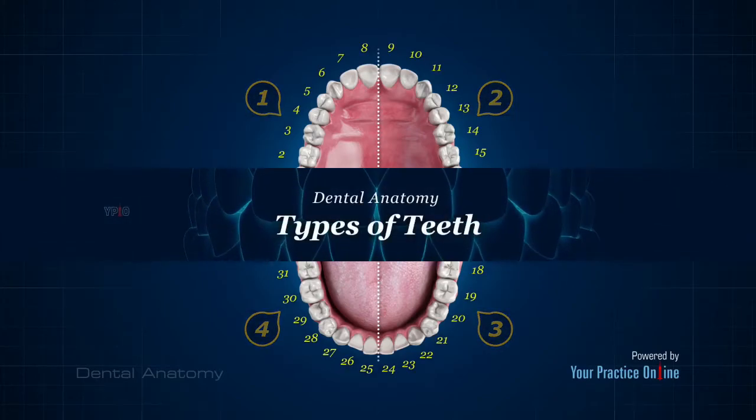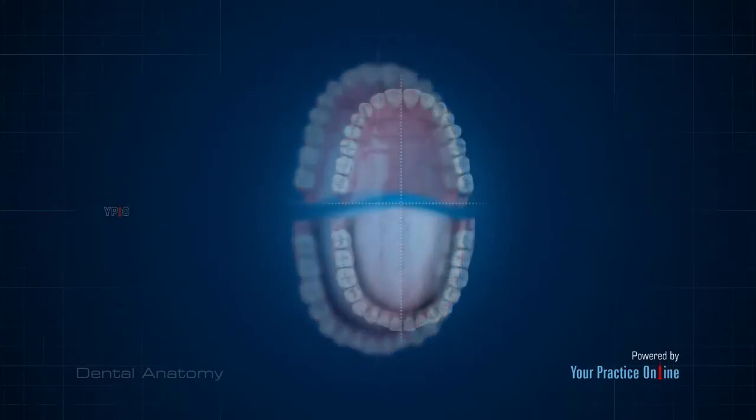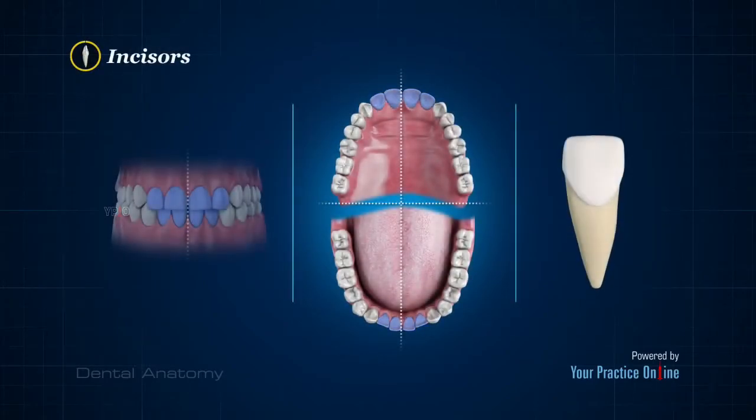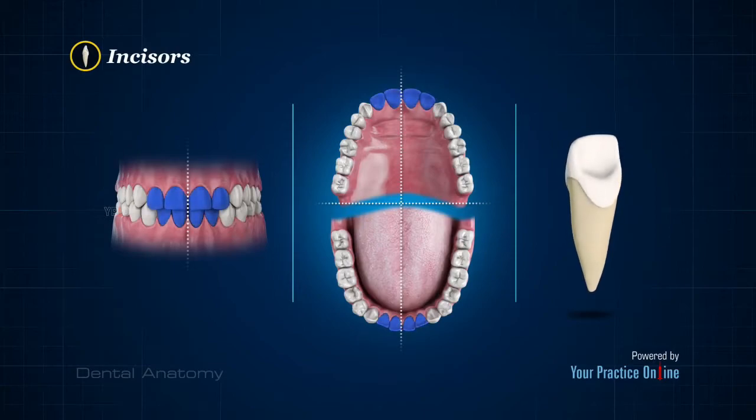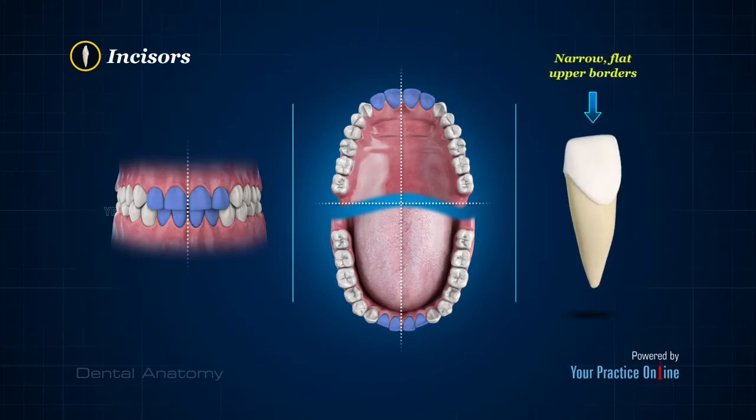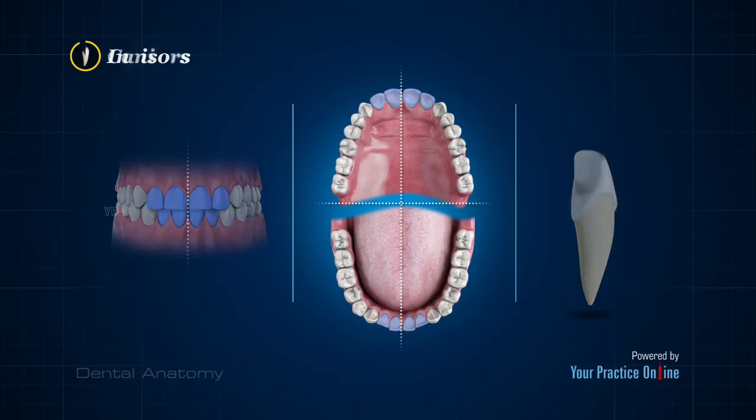Types of teeth. Teeth are categorized based on their structure and function as incisors. These are the front teeth of the upper and lower jaws. There are 2 in each quadrant close to the midline. Incisors have narrow, flat upper borders that help them cut through food.